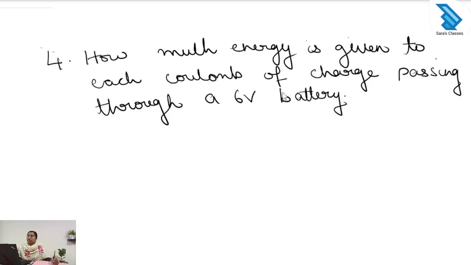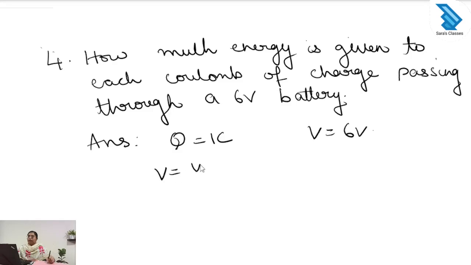Next question is how much energy is given to each coulomb of charge passing through a 6-volt battery. So here in this question the charge is given as 1 coulomb and the voltage is given as 6 volt. Next we know the relation between the voltage, work done and the charge. V is equal to W divided by Q. So we know the voltage and the charge.